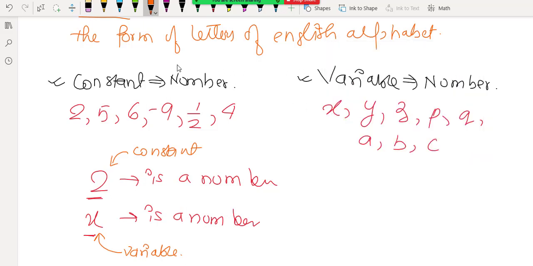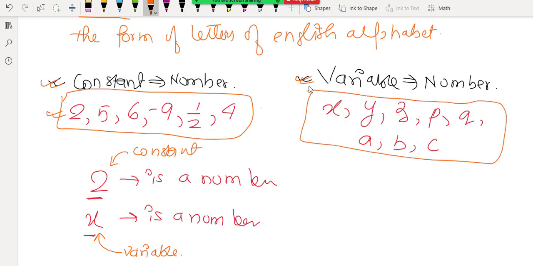Okay, so far we have studied two terms, that is constant and variable. What is constant? Constant is a number which is written in the form of numerical value. And what is variable? Variable is a number which is written in the form of English alphabet. Constant is a number written in the form of numeric symbols, and variable is also a number written in the form of letters of English alphabet.